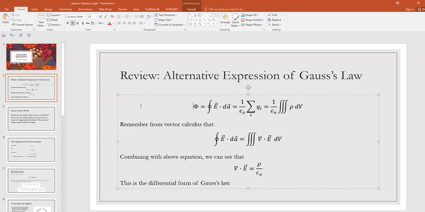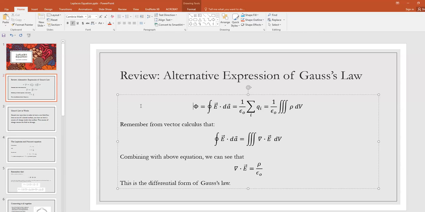Now, of course, in words, Gauss's law says that if you have a net flux, a net electric field into or out of the surface, then that's caused by a charge that must be inside that surface. Okay? All right, now in our differential form of Gauss's law, we utilize some concepts and definitions from vector calculus.